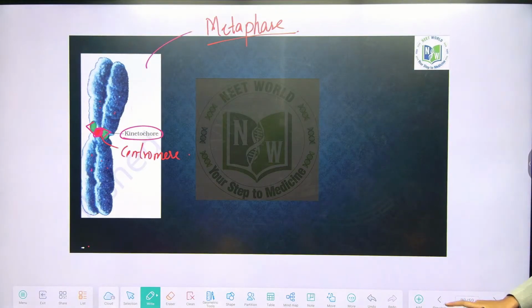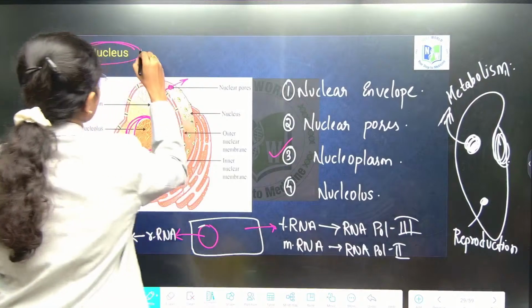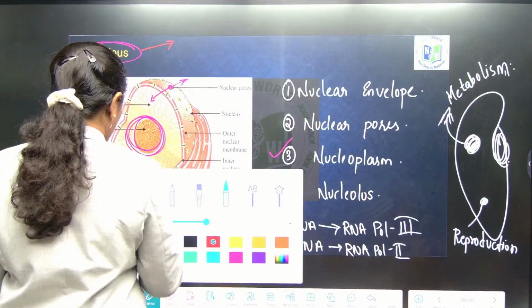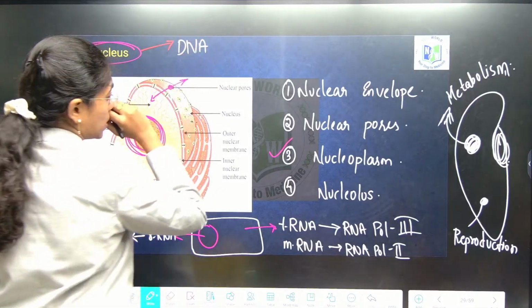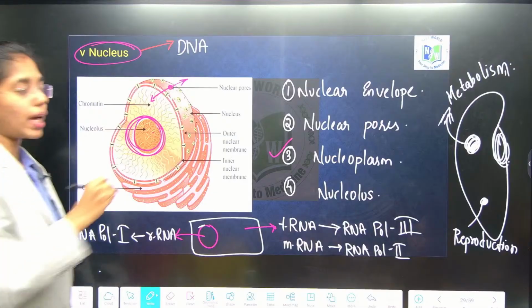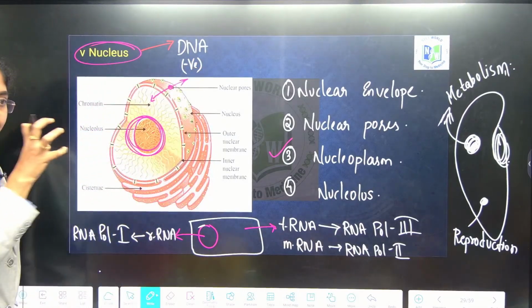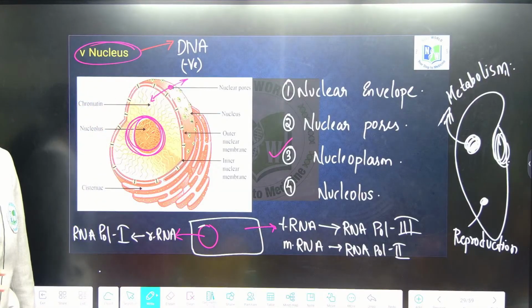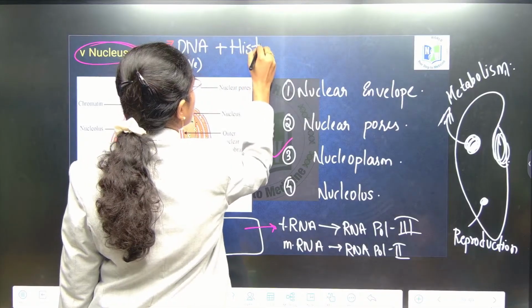Chromosome structure. What are the components of a nucleus? DNA is present, yes or no? Is DNA negatively charged or positively charged? Negatively charged, because it has phosphate group which is phosphoric acid. So to pack the DNA in this short space of nucleus, it will be adjoined with the positively charged histone proteins.